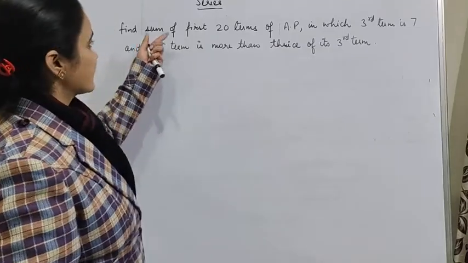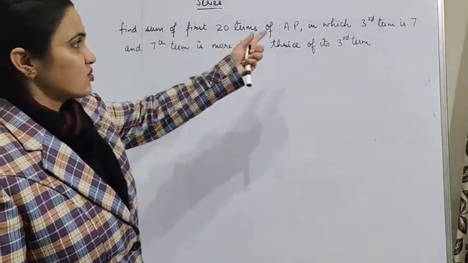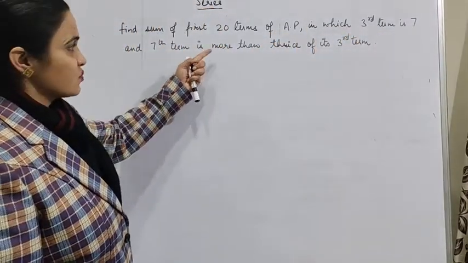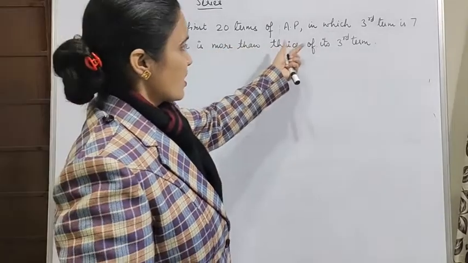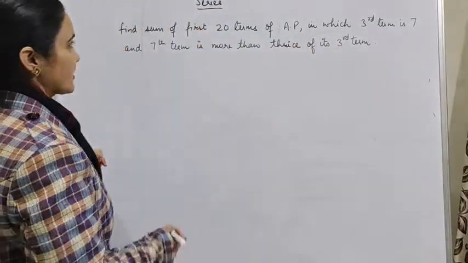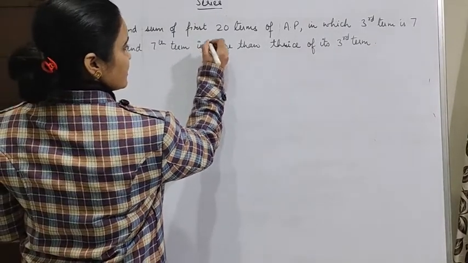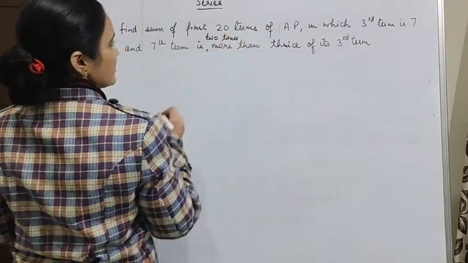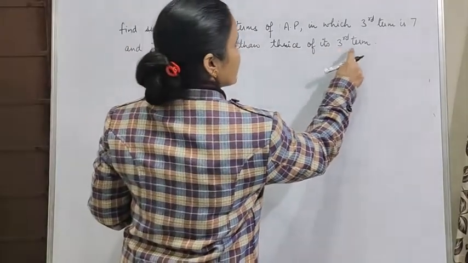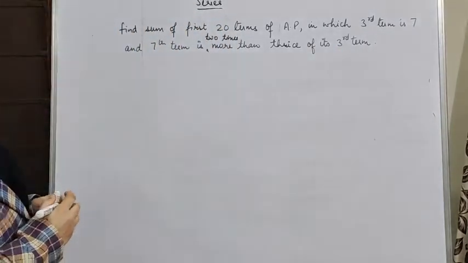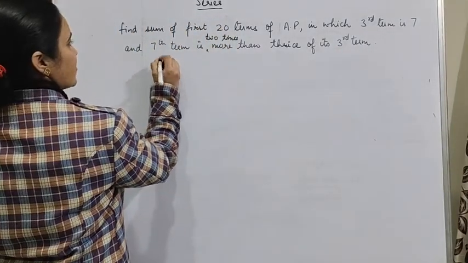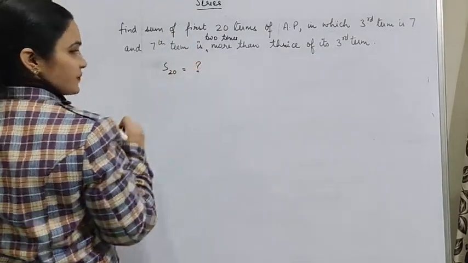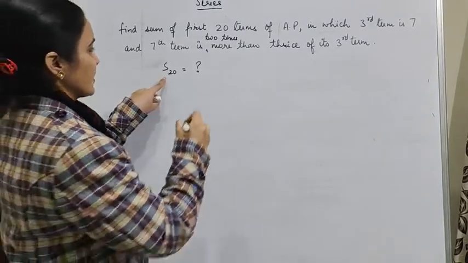Next is find sum of first 20 terms of AP in which third term is 7 and seventh term is 2 more than thrice of its third term. So the 7th term is 2 more than thrice its third term. Second, we want to find sum of 20 terms of an AP. Clear? So sum of 20 terms, we need to write the formula.